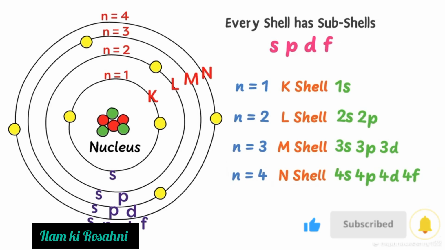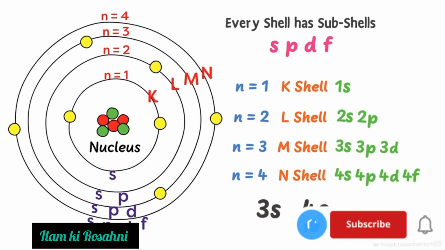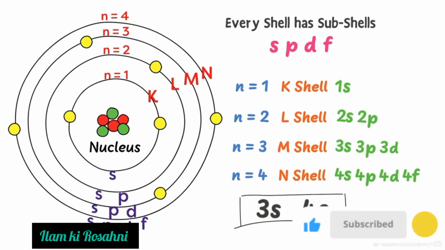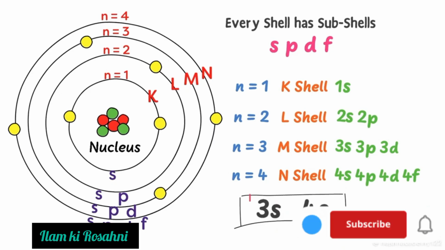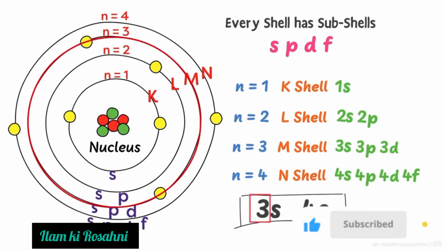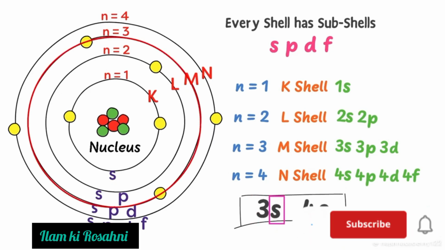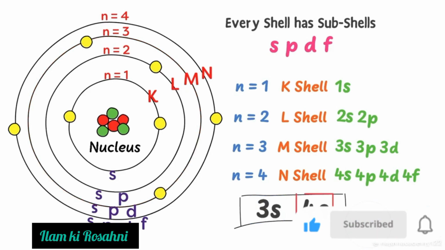So if I write 3s and 4s here, can you guess the difference between them? Well, 3 means the third shell and s means subshell. So 3s means s is the subshell of the third main shell or M shell. Similarly, 4s means s is the subshell of the fourth shell or N shell.